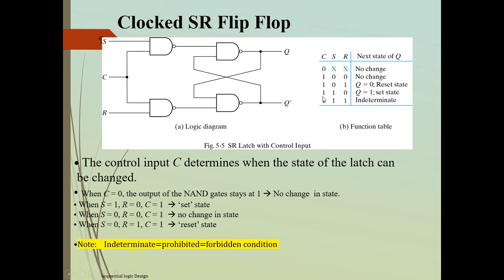And if C is equal to 1 and S is equal to 1 and R is equal to 1, it is in an indeterminate condition. It is also called the prohibited or forbidden condition. It is also called an unavoidable condition. This drawback can be removed in the JK flip-flop.